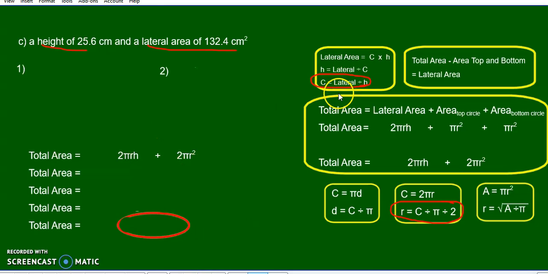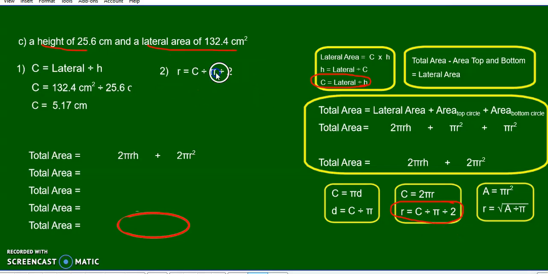So first step, let's use this formula to get the circumference. Circumference is lateral area divided by height. We're given the lateral area. It's 132 divided by the height, 25.6. So my circumference of the base is 5.17 centimeters. Now with that circumference, I can use this formula down here. Circumference divided by pi will give me diameter, divided by 2 will give me the radius. 5.17, the one we just found, divided by pi divided by 2. So the radius is 0.823.